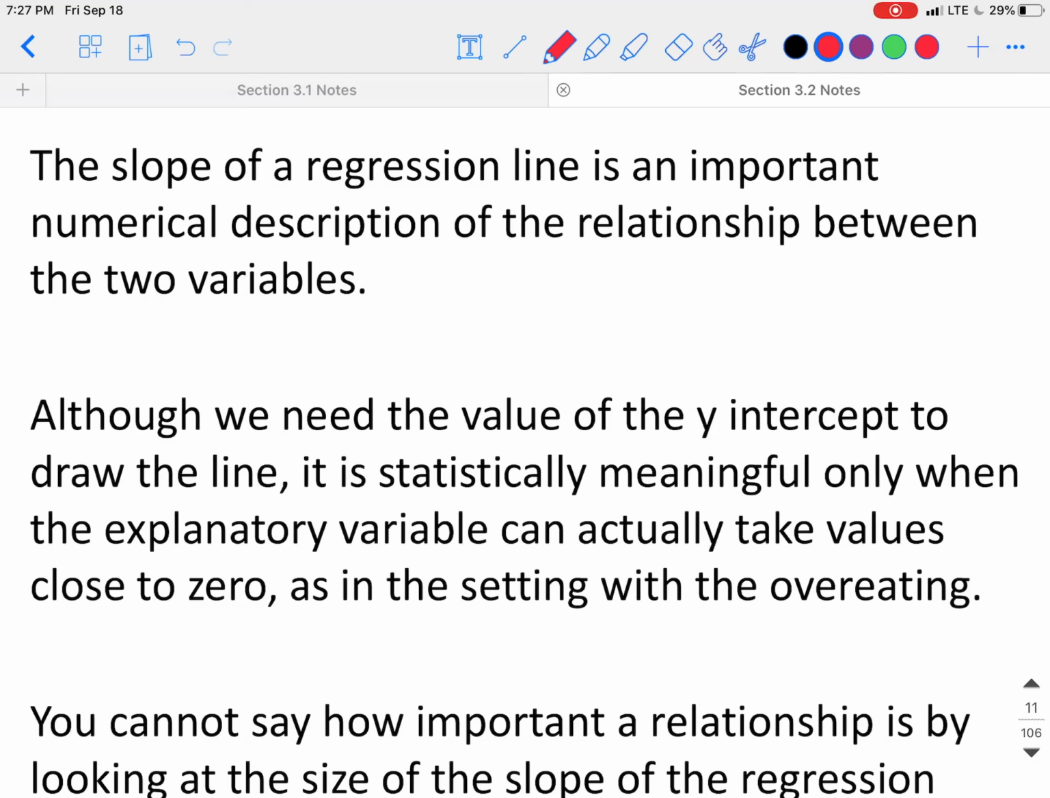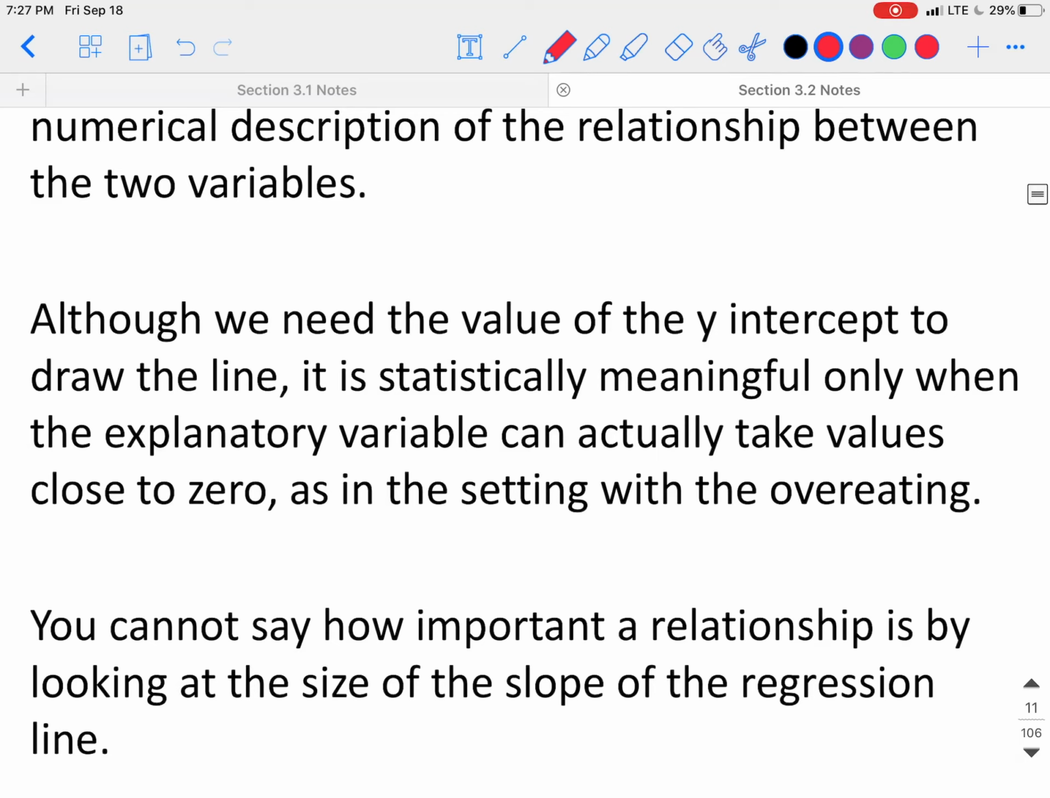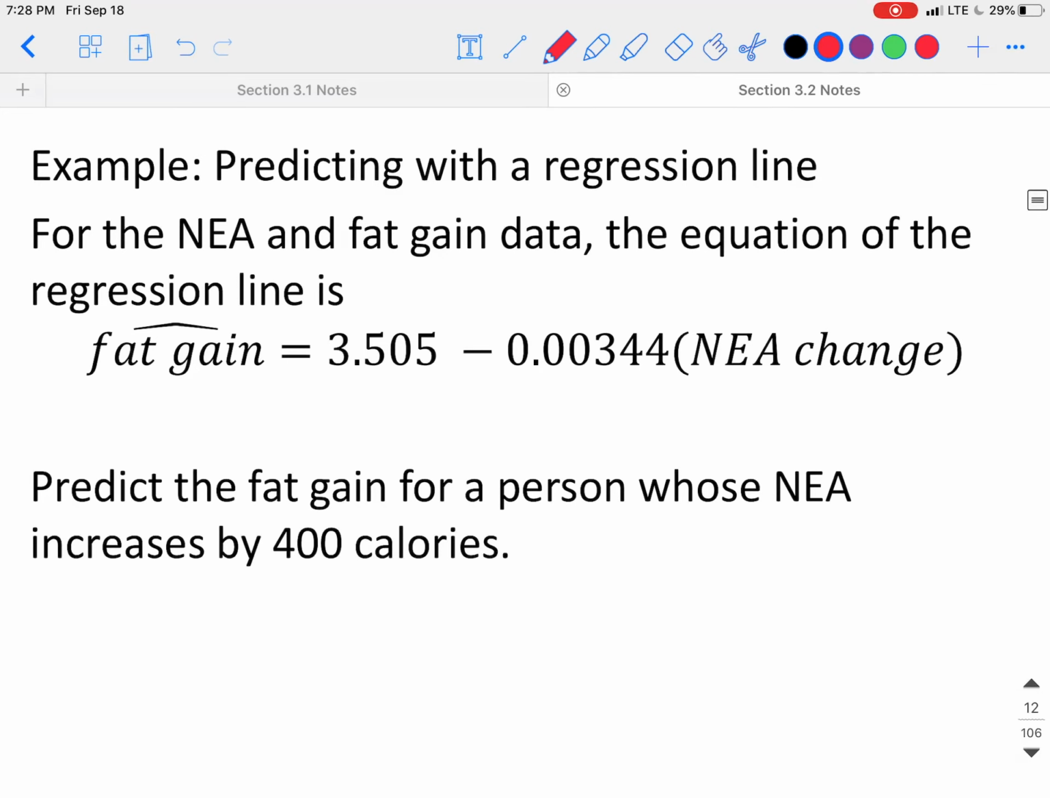The slope of a regression line is an important numerical description of the relationship between the two variables. Although we need the value of the y-intercept to draw the line, it is statistically meaningful only when the explanatory variable can actually take a value that is close to 0. Not all settings are going to let this happen. So you cannot say how important a relationship is by looking at the size of the slope of the regression line.